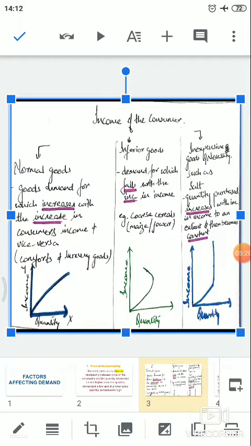So whenever you are writing how the income affects the demand for a commodity, you must always mention these three types of goods and then explain the effect of income on the demand for these commodities. You must always write examples, and wherever possible you must try and draw the graph.